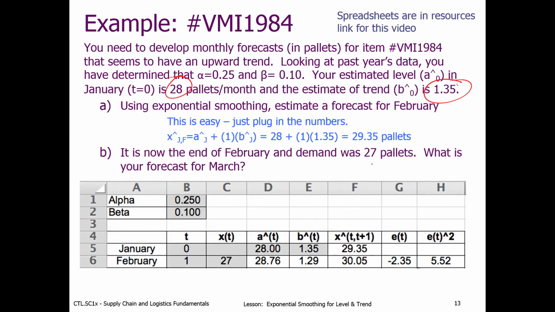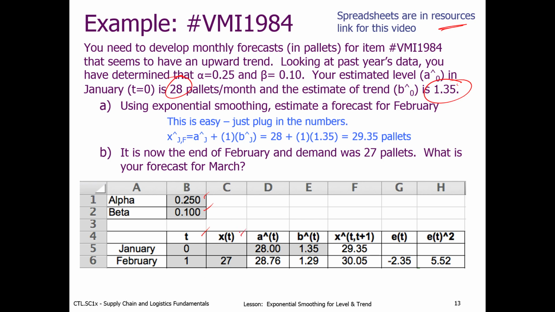So here's a spreadsheet, and again, this is in the resources link for this video. And this is the spreadsheet, and you see I've got columns A, B, C, all the way to H, and rows 1 through 6. My alpha value of 0.25 is in cell B1. My beta value of 0.1 is in cell B2. So what do I have here? Well, each of the columns is a different value. So the column B is the T's, the time period, 0 and 1. I just list 2 here. We'll show more in a second.